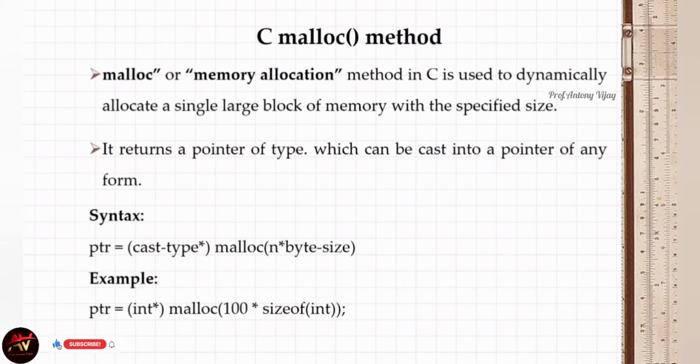After that, that whole block will be converted into an integer block. Then only we can store integer values in it. Finally, that value will be assigned to the pointer. This is the syntax for memory allocation.